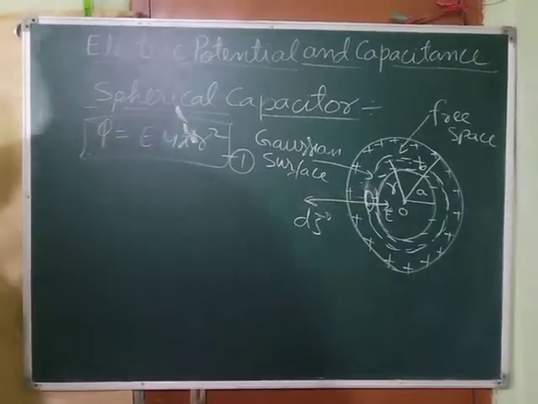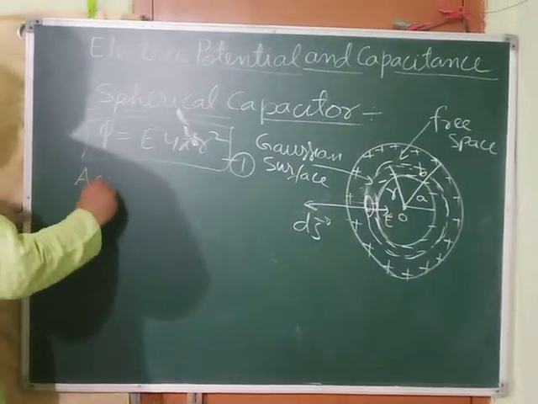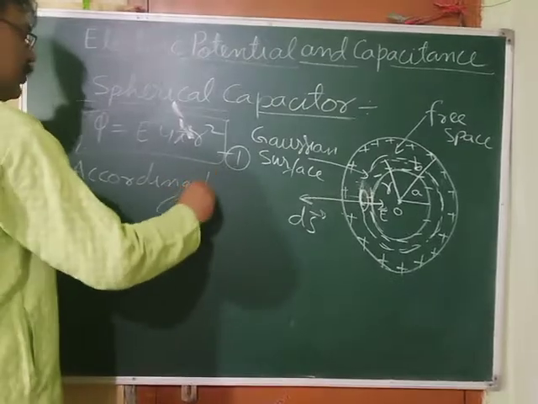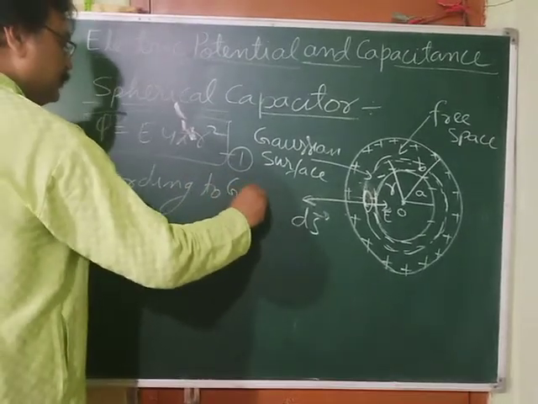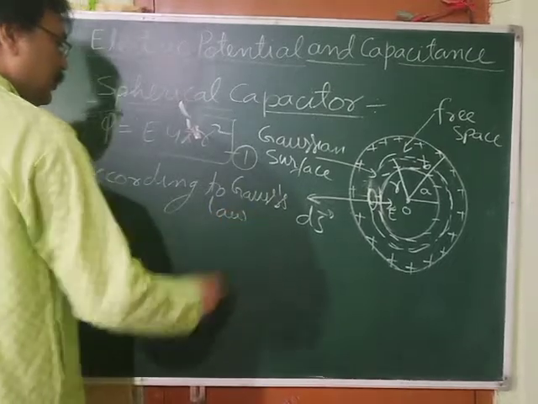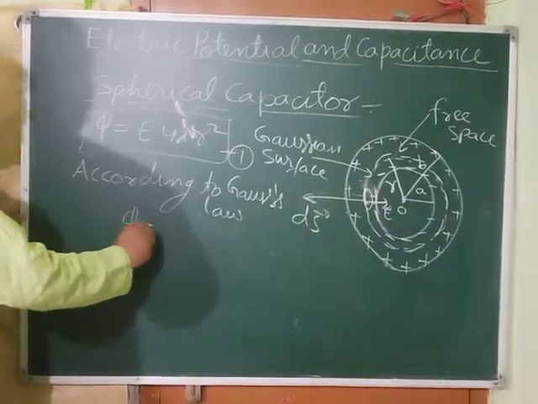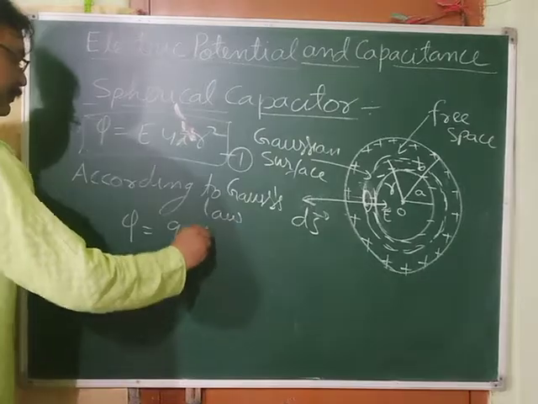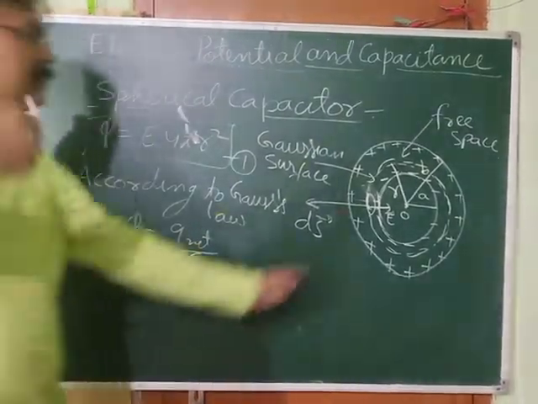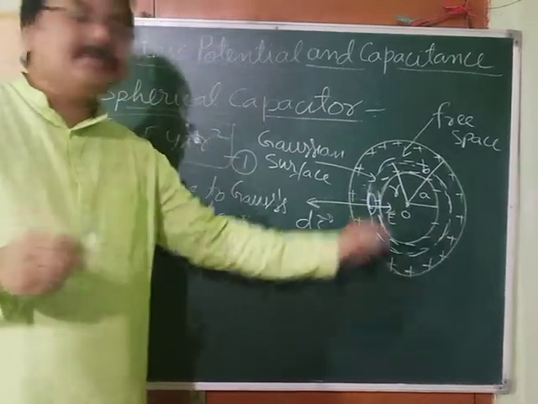Okay. Now, according to Gauss law, what can we write? Phi equals Q net upon epsilon. Okay. Now, how much charge is enclosed? This is the charge enclosed in this.